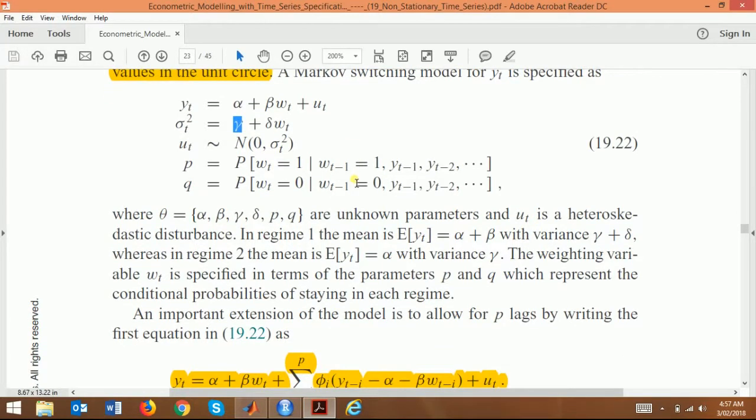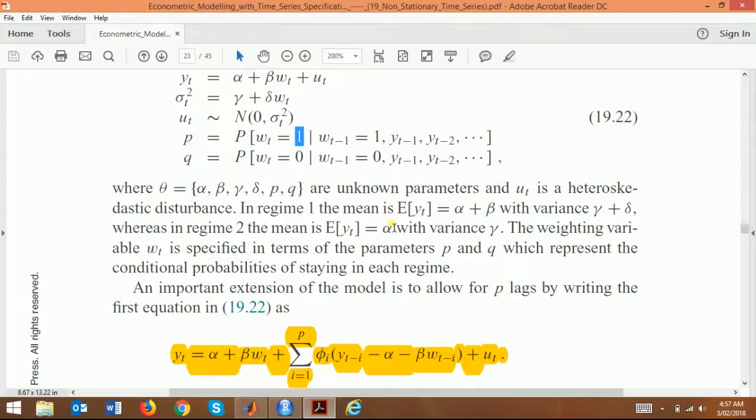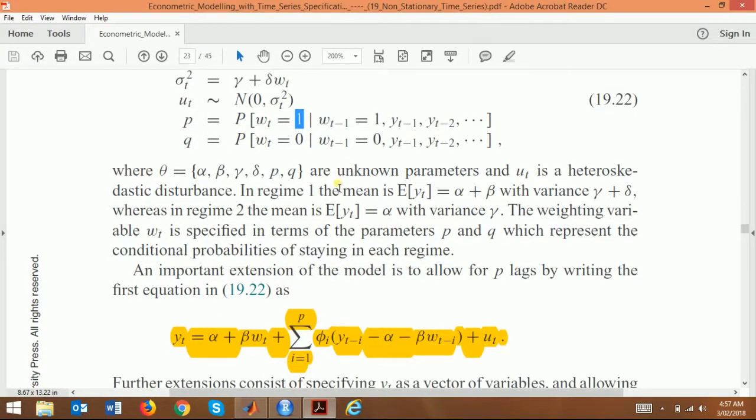The weighing variable omega is specified in terms of parameters p and q, which represent the conditional probabilities of staying in each regime. So basically the binary number is conditional upon the lag of the weighing function or the lag of the dependent variable. So that's why we're saying in both cases it is conditional probability that we are talking about.